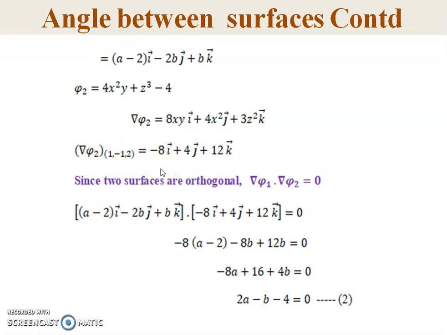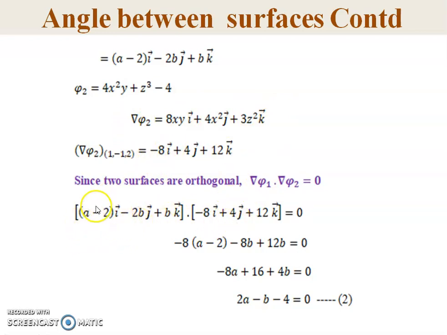Since the two surfaces are orthogonal, both gradients' dot product must be equal to 0. That is ∇φ1 · ∇φ2 = 0. What is ∇φ1? This is ∇φ1. Okay, put here. What is ∇φ2? This is ∇φ2. Put here. Now take the dot product.